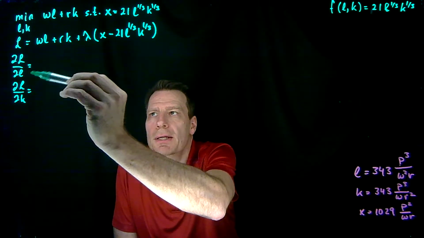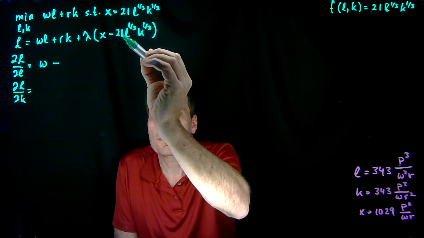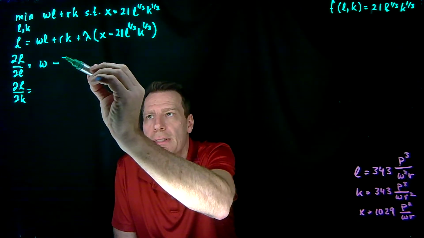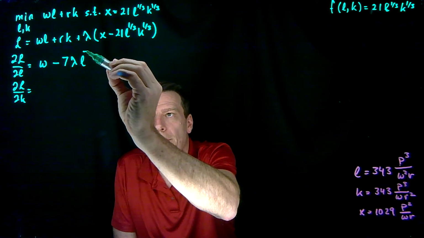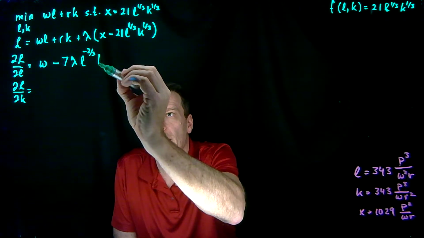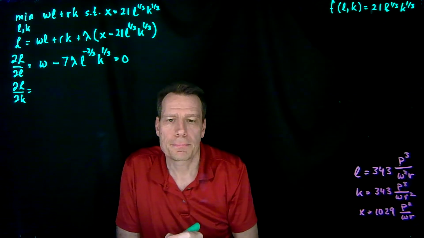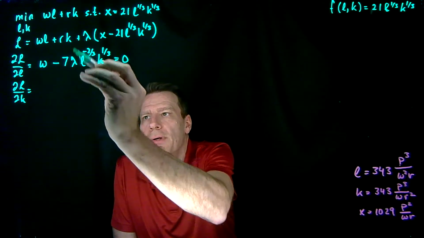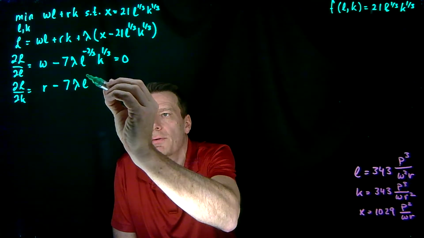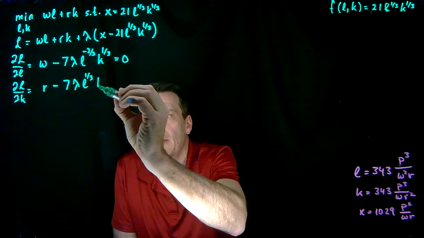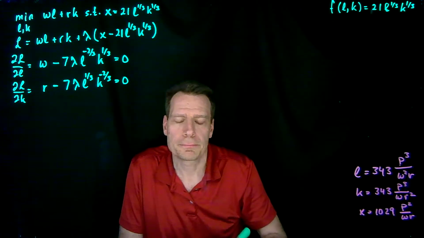So the partial with respect to L will give us a W minus 1/3 times 21 is 7, so minus 7 times lambda L to the minus 2/3 K to the 1/3. That's equal to 0. And with respect to K, we get an R minus 7 lambda L to the 1/3 K to the minus 2/3. And that's equal to 0.